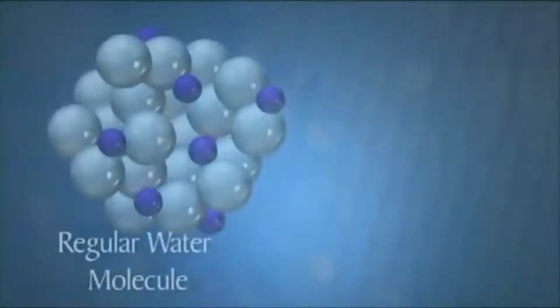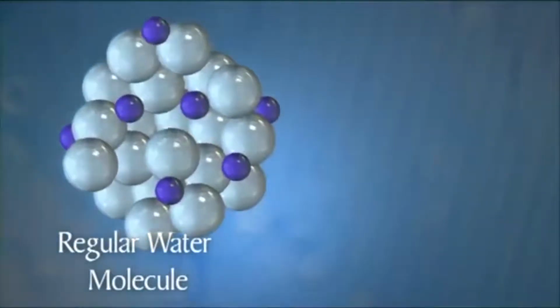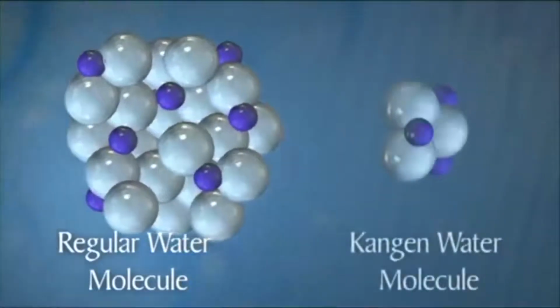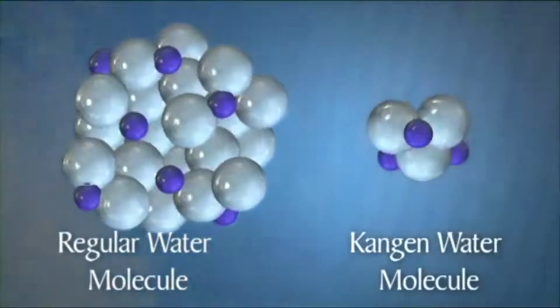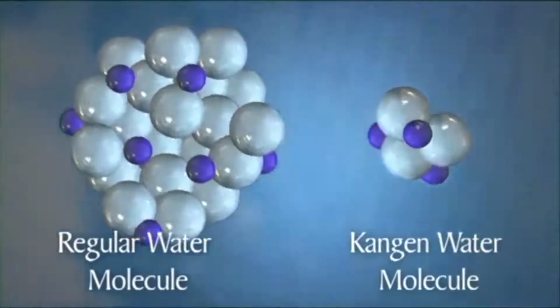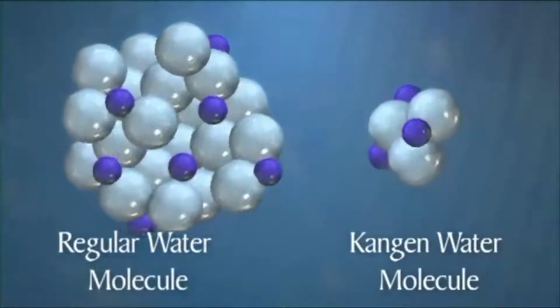Kangen water has some of the same properties as hexagonal water. A regular water cluster does not absorb as quickly or as easily as a smaller Kangen water cluster. Kangen water is more readily absorbed by the body and allows for better hydration. This smaller cluster is also why Kangen water tastes so soft and silky.